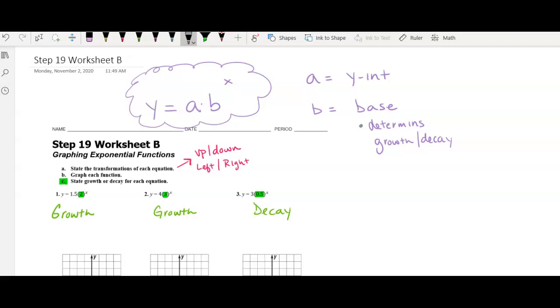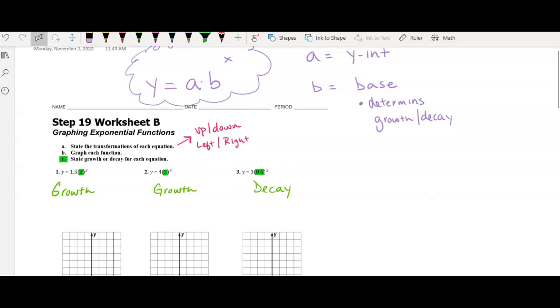We're not going to do stretches or reflections. We're just looking for up, down, left, and right. We're going to graph each function, which you can do using your calculator, and state growth or decay for each equation. So in 1, 2, and 3, I have the base highlighted. In 1 and 2, the base is greater than 1, so that function is going to grow. In 3, it's 0.5, which is between 0 and 1, so it's going to decay.